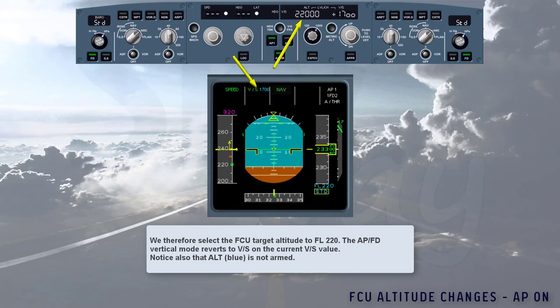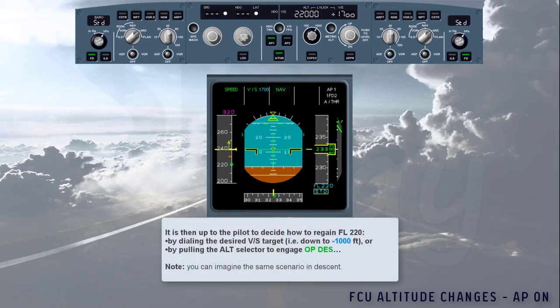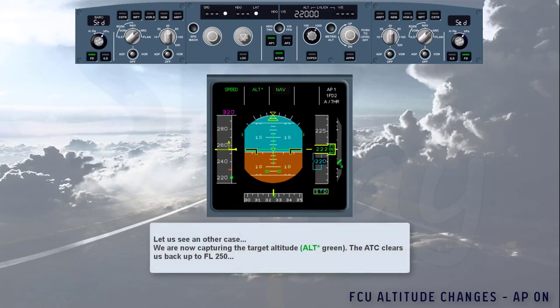Notice also that altitude blue is not armed. It is then up to the pilot to decide how to regain flight level 220, by dialing the desired vertical speed target, i.e. down to minus 1000 feet, or by pulling the altitude selector to engage open descent. Note, you can imagine the same scenario in descent. Let us see another case.